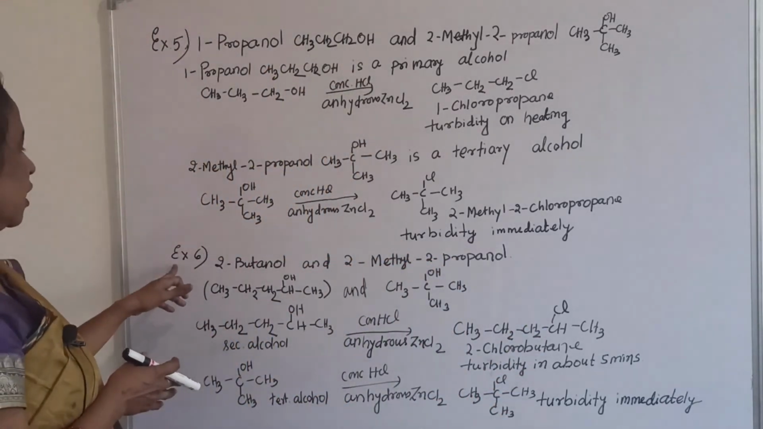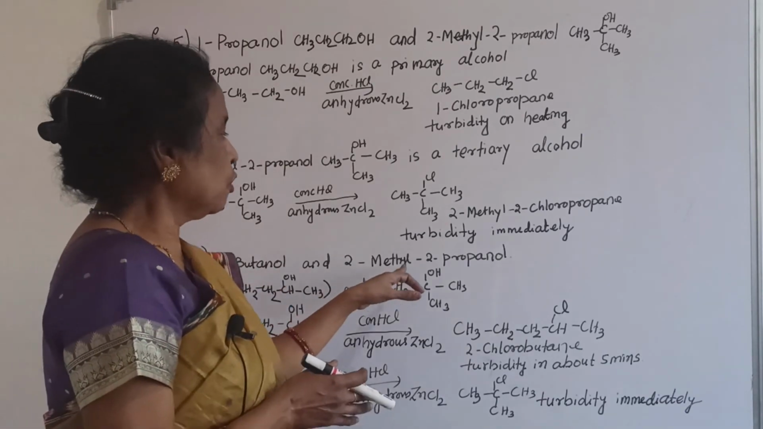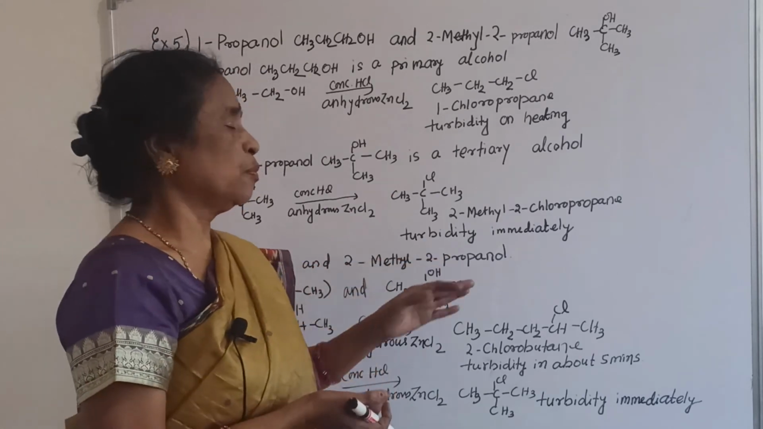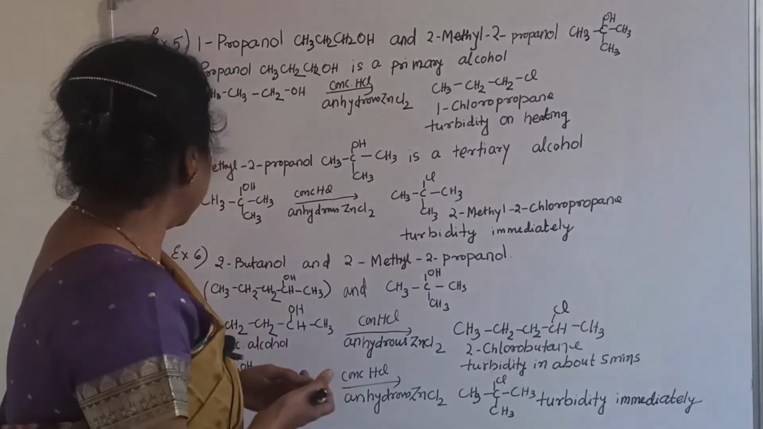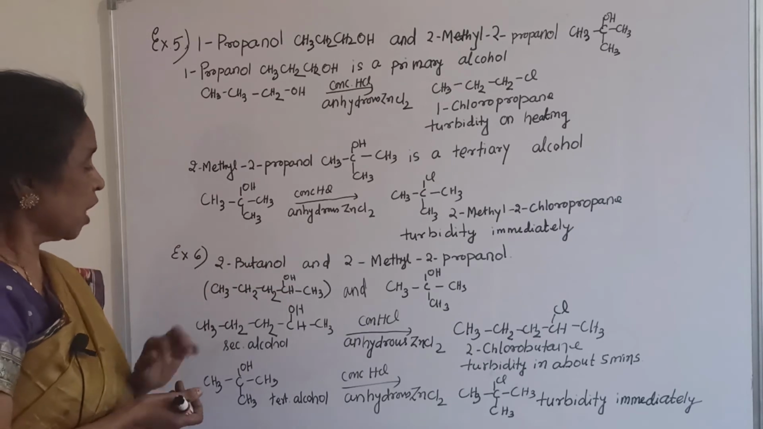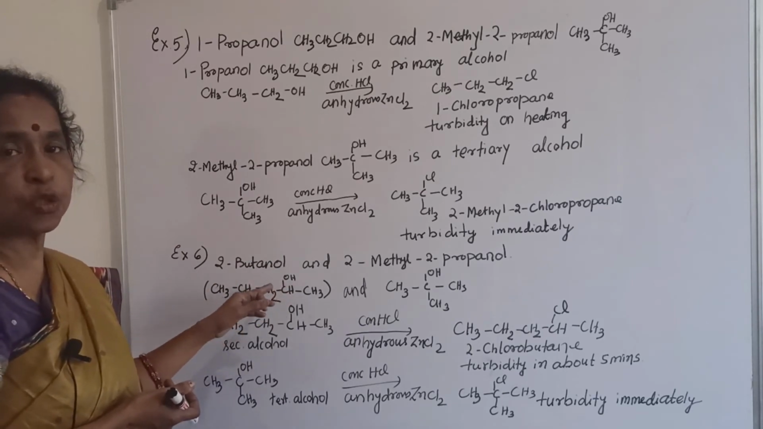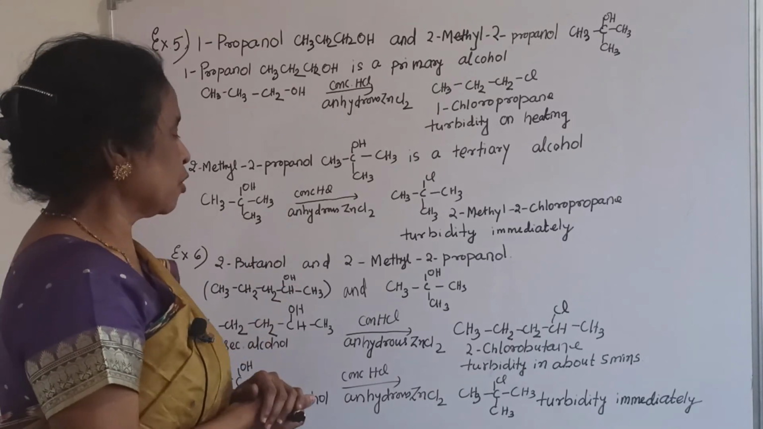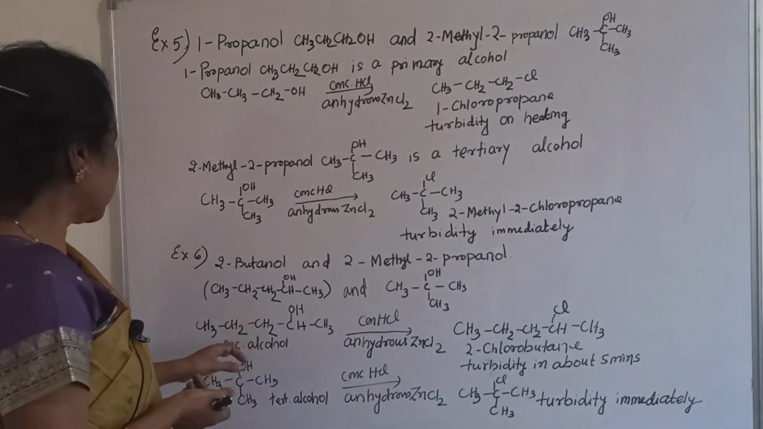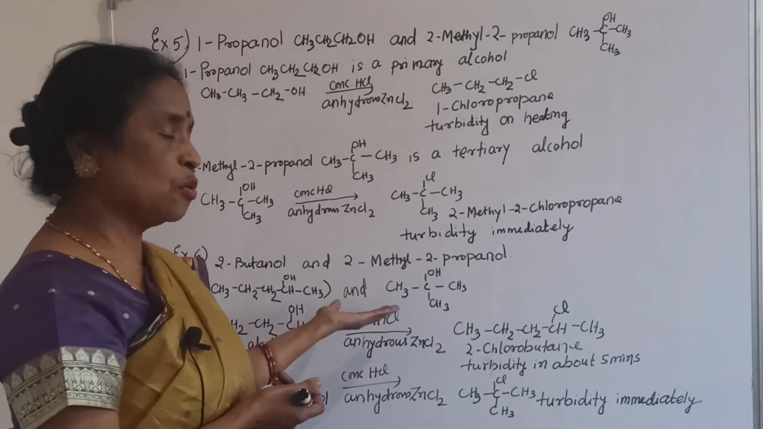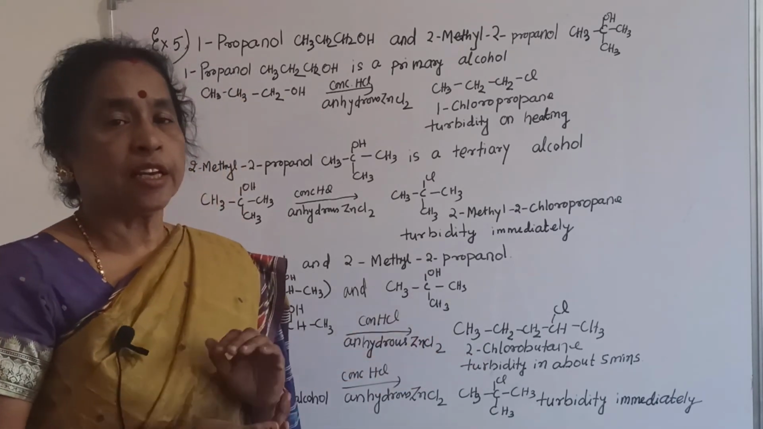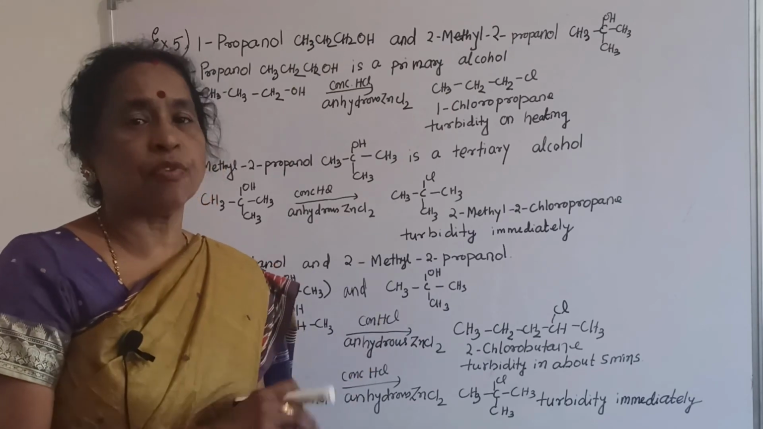Now example 6, 2-butanol and 2-methyl-2-propanol. Here 2-butanol means secondary alcohol, and 2-methyl-2-propanol means tertiary alcohol. In 2-butanol, the formula is CH3CH2CHOHCH3, where you can see OH attached to the CH group, that is the secondary carbon, and 2-methyl-2-propanol is a tertiary alcohol. Secondary alcohol on treating with Lucas reagent gives the secondary alkyl halide, with turbidity produced within about 5 minutes.